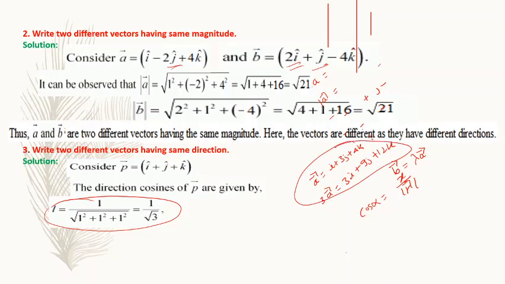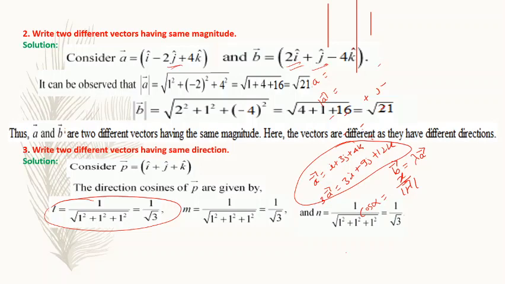So now let me take cos alpha is equal to 1 by root 3, cos beta is equal to also the same formula. What's that? y by magnitude of r, 1 by root 3. This is the direction I got for the vector P. For the vector P, I have got the direction cosines as 1 by root 3, 1 by root 3 and 1 by root 3.